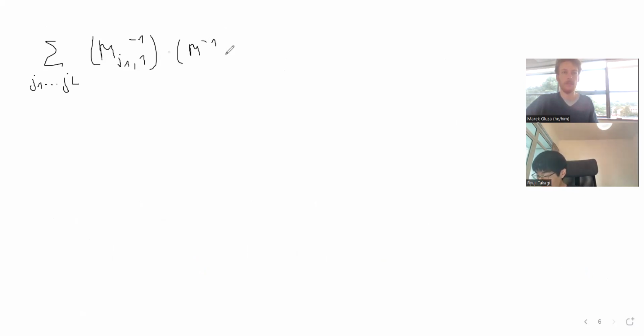So we have a summation from G1 until GL. Then we have a big product of G1 and the first one, or Elf1 if you want. Then I have M minus 1, G2, 2, until M minus 1, GL, and then L.